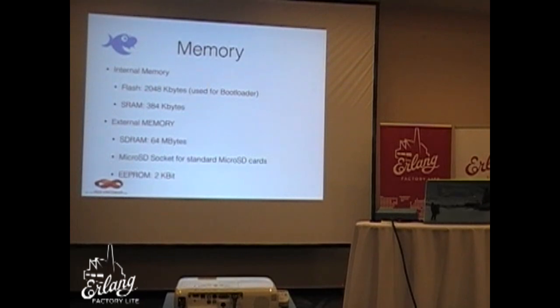Memory, so there's flash memory, 2 megabytes. This is used for the bootloader, which coincidentally is also built with RTEMS. So this is your static on the chip. And then we have some SRAM, as I said before, 384 kilobytes. And then we put this SDRAM chip, 64 megabytes. We have the micro SD slot for the system. And then also EEPROM for storing persistent stuff, like some configuration or something you want to stay on the hardware during reboots or power outages.